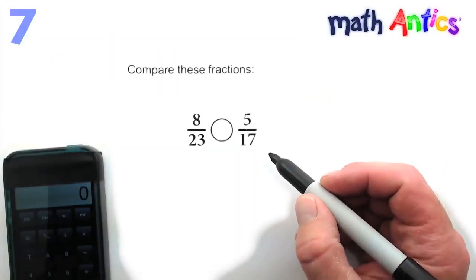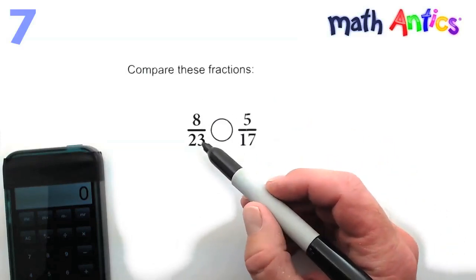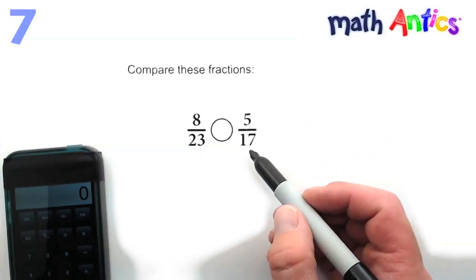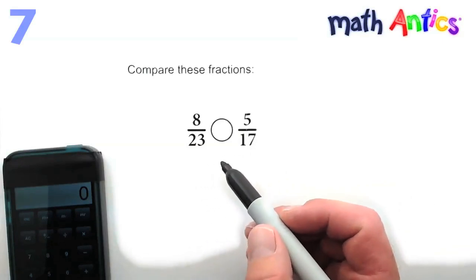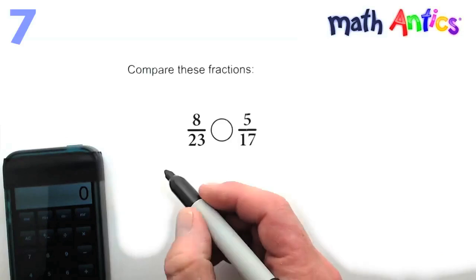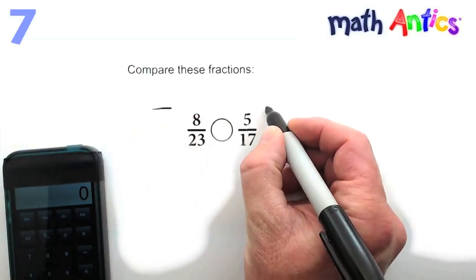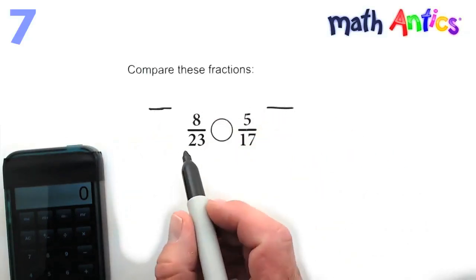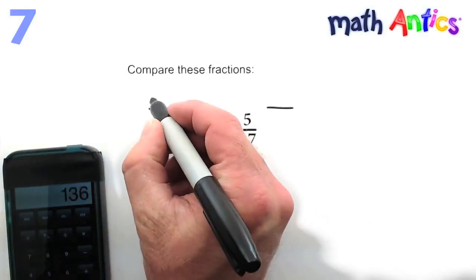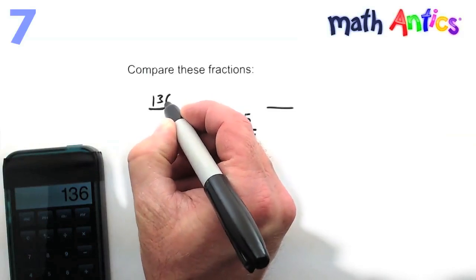In problem 7, we need to compare the fractions 8 over 23 and 5 over 17. Now they're unlike fractions, so we're going to use the same cross-multiplying procedure, but since these are bigger numbers this time, we're going to be able to use our calculator to help us out with the multiplication. So let's get ready for our new top numbers, and first let's multiply 8 times 17 with our calculator. 8 times 17 would give us 136 for this side.